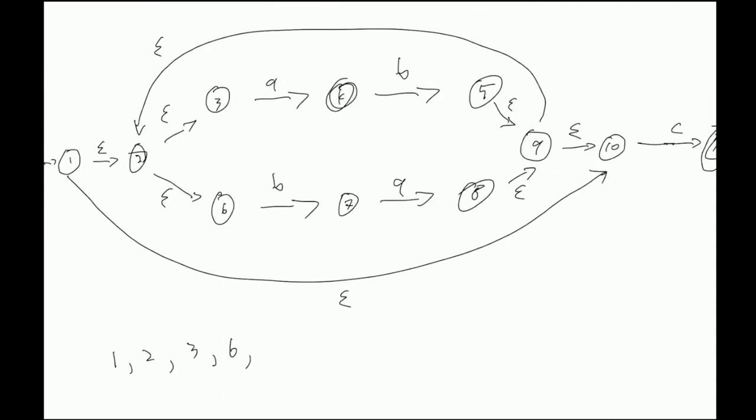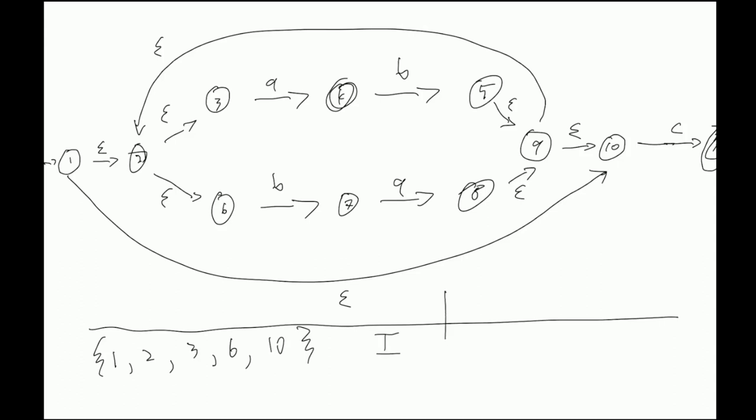So we've got 1, 2, 3, 6. So 1, 3, 6, 10. Did I miss any? Okay. So those are our first DFA state. So let's call it Roman numeral one. And then we take all the symbols in our language, and we find all of the subsets of NFA states that the NFA will enter for each symbol in our language.